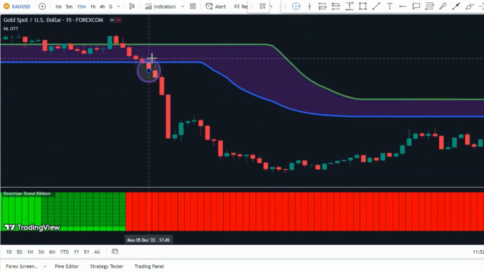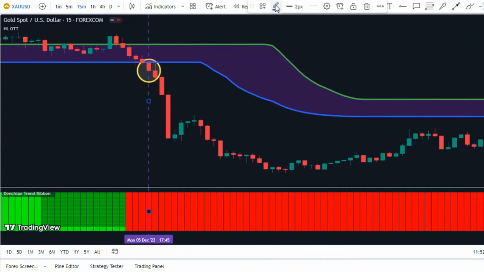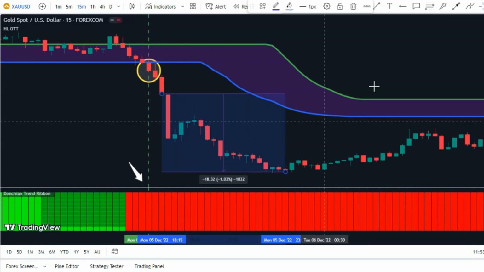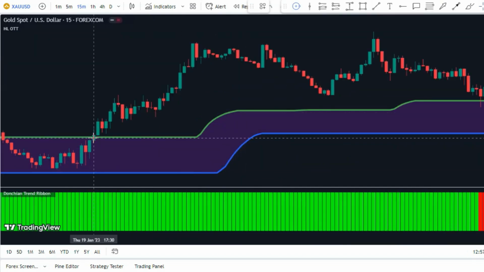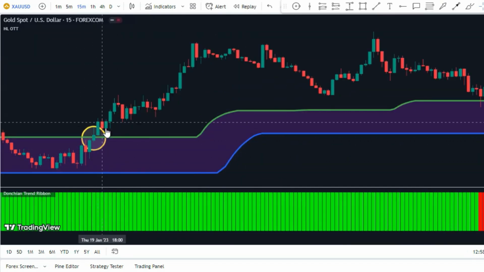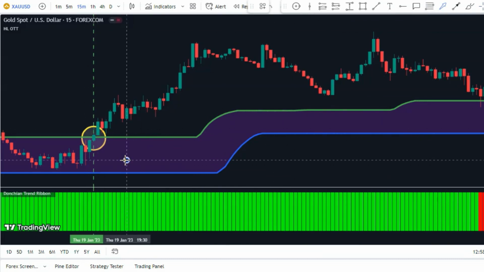Now in order to enter a sell trade, we must check the Downtrend Trend Ribbon oscillator after the selling signal. If the histogram is red, the sell signal is confirmed. And also to enter a buy trade, we need to check the Downtrend Trend Ribbon oscillator after the buy signal. So if its histogram is green, the buy signal is confirmed.